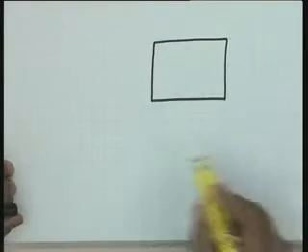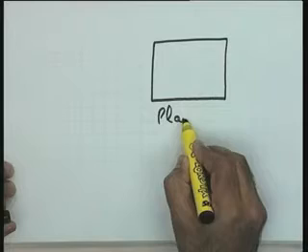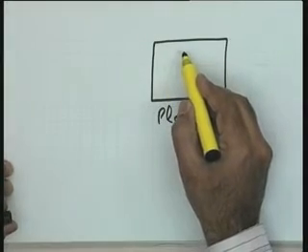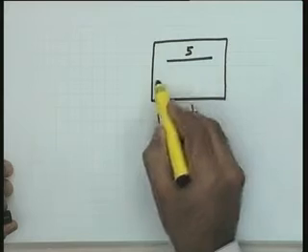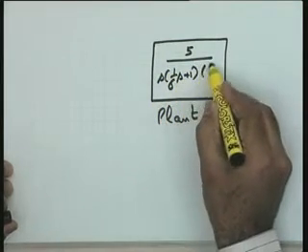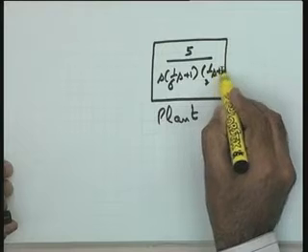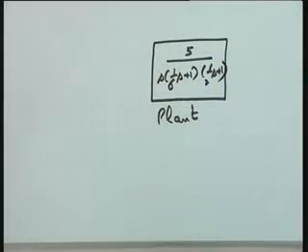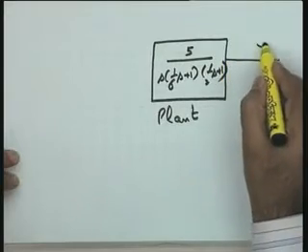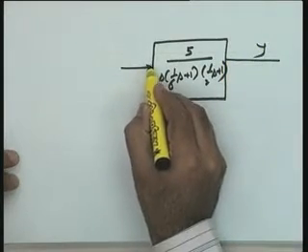Let me say that I have a plant, and this plant model I could take, let us say, 5 over s into (1/6 s plus 1) into (1/2 s plus 1). It is a plant model. You can imagine this to be the model of a field controlled motor. You can assume as if the problem being considered is a motor servo. Let me say that this is the output and this is the manipulated input to the system.